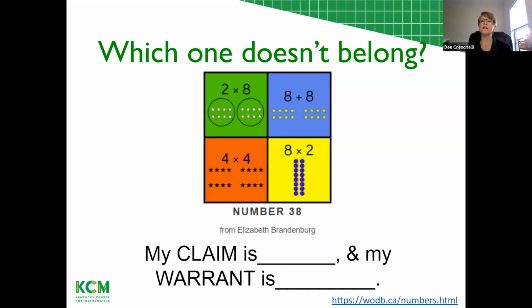And so you can make a claim and a warrant about a which one doesn't belong. This particular image lives really nice and solid in 3rd grade, but I would posit it makes a really good debate anywhere 3rd grade on up, because you're asking kids to think about it a little deeper than just connecting those representations. We're asking them to connect the representations, but we're also asking them to make some real distinctions between them. So take a minute and look at those and decide what your claim and your warrant is.